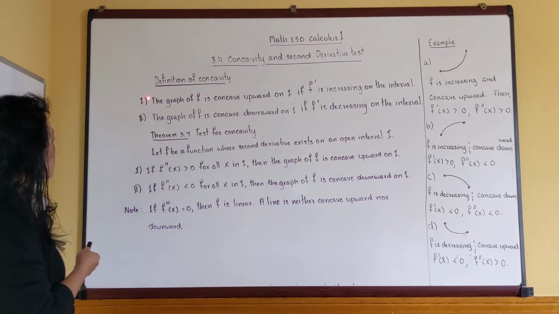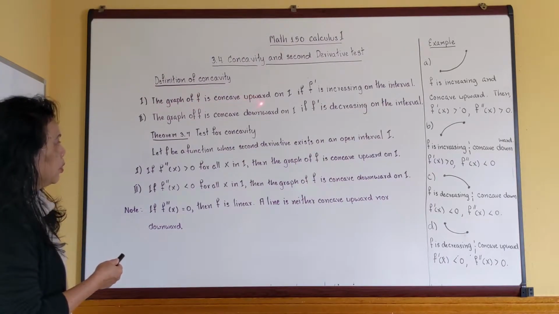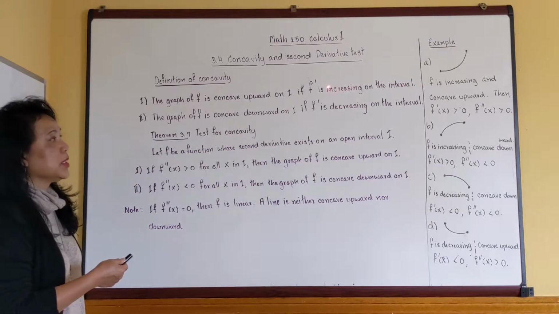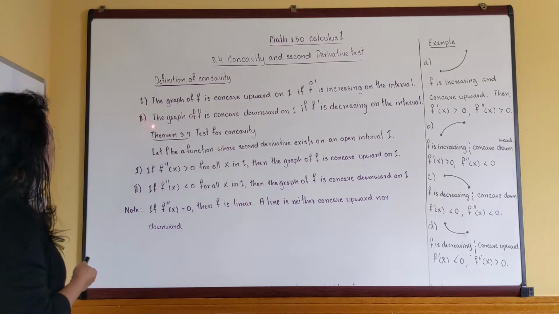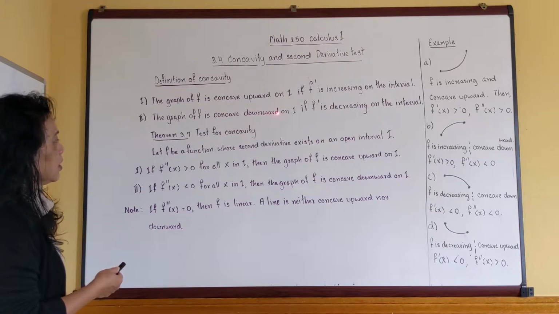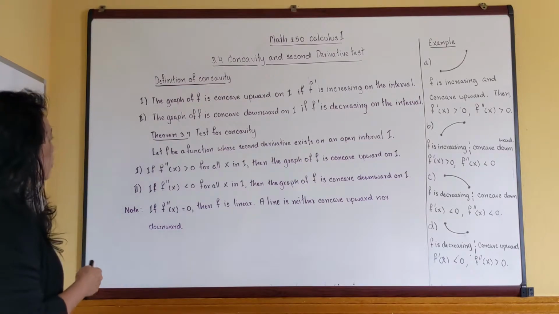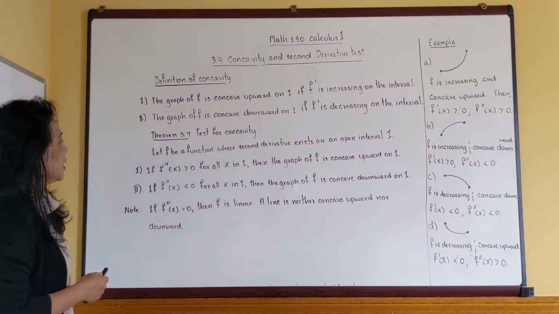The first one says the graph of f is concave upward on I if the first derivative is increasing on the interval. Increasing means the first derivative is greater than 0. The second one says the graph of f is concave downward on I if the first derivative is decreasing on the interval. Now I'm going to combine the first definition and Theorem 3.7 together.